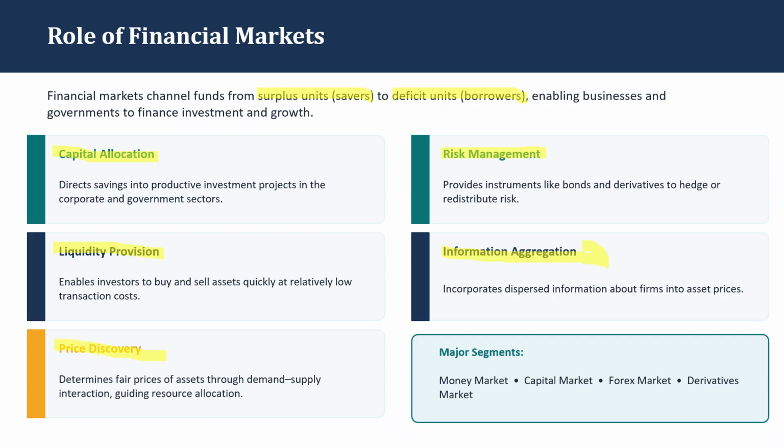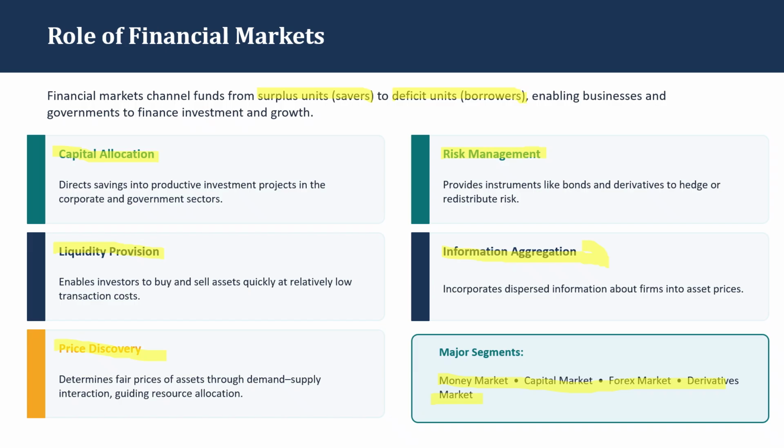So now let us come to the major segments of the financial market. Now we understand what financial markets do. Now what major segments should we remember? Usually we divide the financial market into these four major segments. Number one is the money market. The money market deals with short-term funds and instruments, typically with maturities of less than 1 year, such as treasury bills, commercial paper, and certificates of deposit. It is mainly used by banks, corporations, and government for short-term liquidity management.